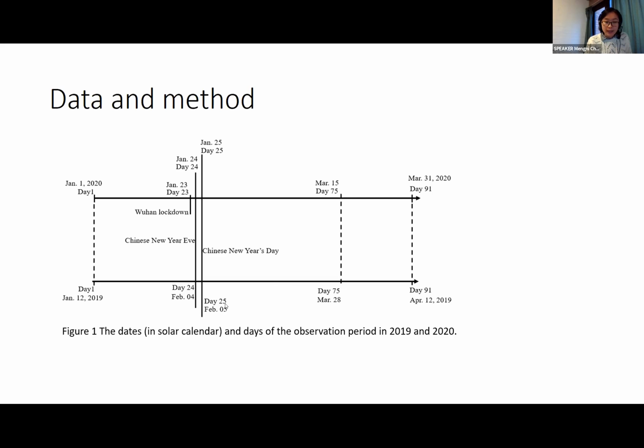And correspondingly, in the bottom horizontal line that you see, you see the order of the days observed in 2019. Okay, this gives an impression about the observation period and about the very crucial events that happened in this period.